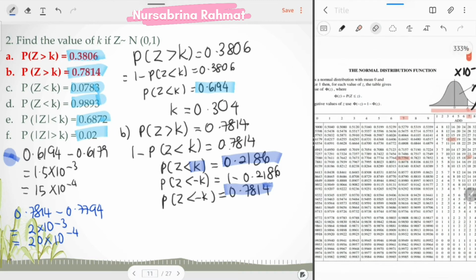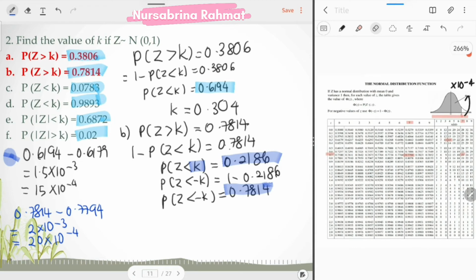Okay, so let's write down the k value. Negative k equals 0.777. So k is actually negative 0.777. Okay, so let's continue with question C.